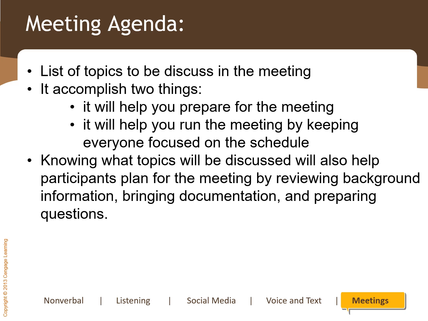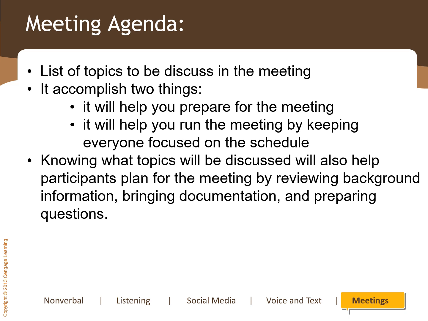Why is the agenda something that is very important? Because it accomplishes two things. It helps you prepare for the meeting, as we just mentioned, and it helps you run the meeting by keeping everyone focused on the schedule. So instead of going off topic, which definitely happens in meetings often, people go off topic and they digress. So by having a clearly specified agenda, you keep everyone focused. You keep the discussions focused on your purpose.